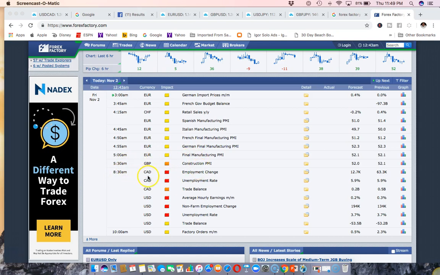Now 8:30 a.m. Now you have the red here for the CAD, Canadian dollar. The red means high impact. If I'm trading during news, I absolutely would avoid this by all means. The CAD, as you can see here, 8:30, the US dollar at 8:30. I'm avoiding both of those. So USD CAD, CAD JPY, just to name a couple of pairs I'm not messing around with, because now they're talking about employment change, unemployment rates for USD.